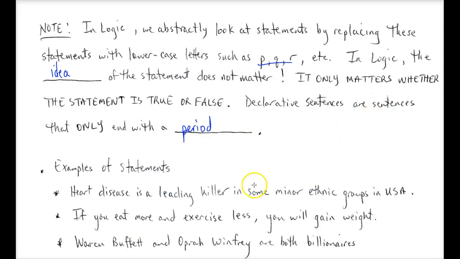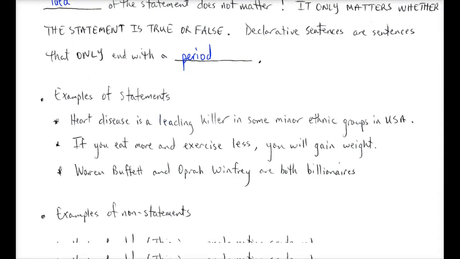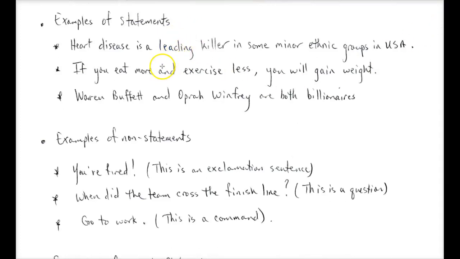And so we're going to see some examples of statements, and then we're going to see some examples of non-statements. So let me scroll down here. So examples of statements. Heart disease is a leading killer in some minor ethnic groups in the USA. If you eat more and exercise less, you will gain weight. And Warren Buffett and Oprah Winfrey are both billionaires. So in all of these, we have made a statement, and the statement is about an idea. And the only thing that we can say to this is whether what we've just said is true or false.